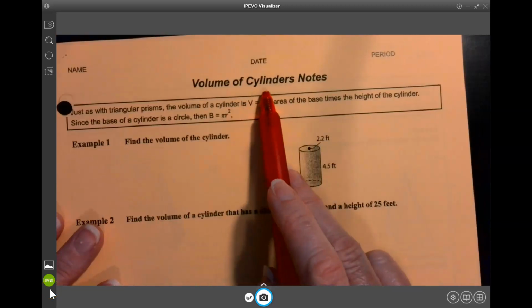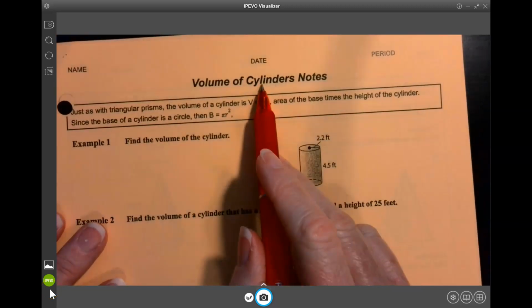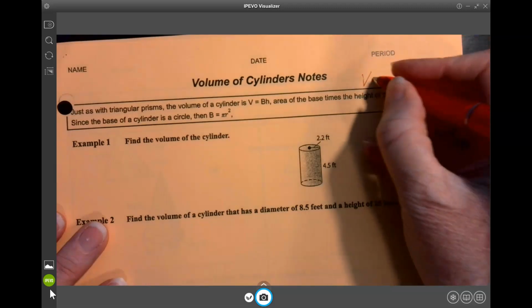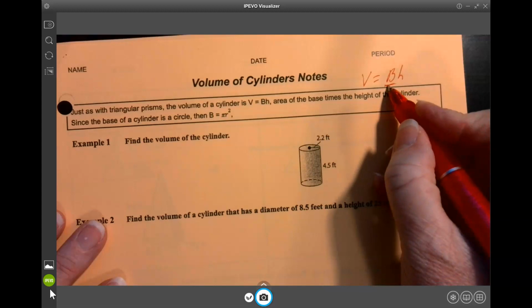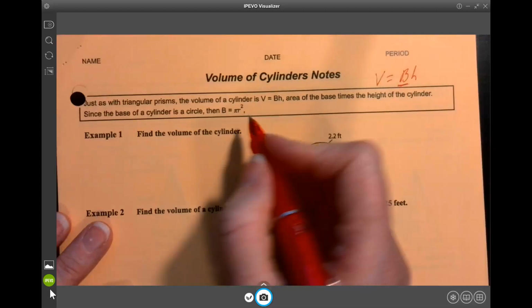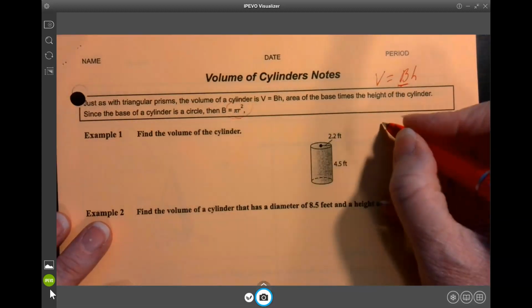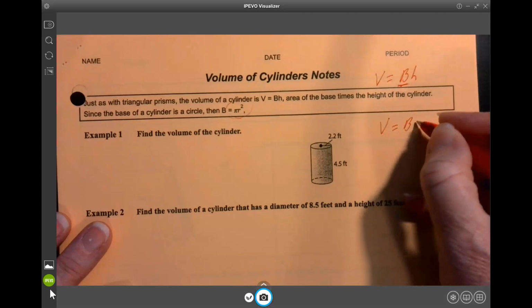So the volume of a cylinder is going to use the same formula. Volume is equal to area of the base times height, and then we just have to look at the area of the base. And of course the base is a circle. How do I find the area of a circle? Pi r squared. So it's going to be volume is equal to area of the base times the height.